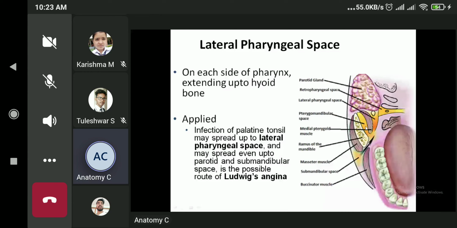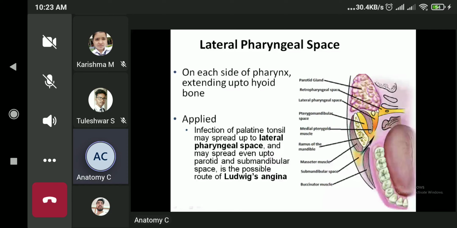Talking about the boundaries of this triangular area, the lateral pharyngeal space is bounded medially by the pharynx. Anterolaterally, it is bounded by the medial pterygoid muscle along with the ramus of the mandible. Posterolaterally, by the parotid gland. Posteriorly, it is bounded by the carotid sheath, which is not seen in this diagram. Above, it extends up to the base of the skull, and below, up to the level of the hyoid.